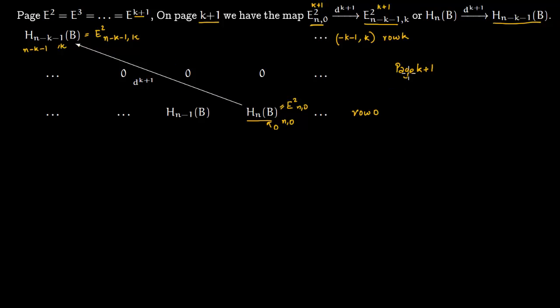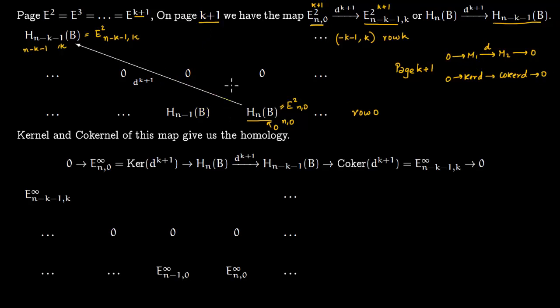On page k+1 you have the action. So now recall that if you have a chain complex like this, and you have some map, say D, here, then the homology of this is just the kernel of D modulo the image, the cokernel of D from 0. So now we take the homology of this. Once you take homology of this, you land in page k+2.